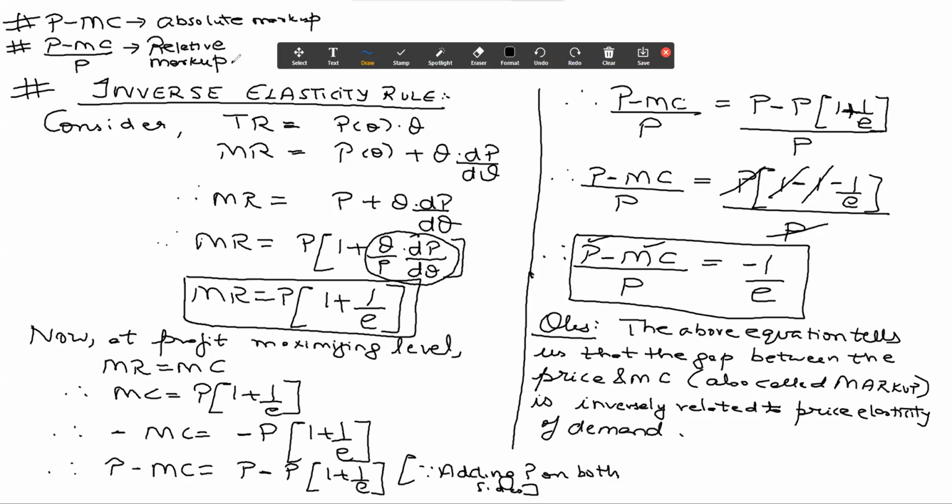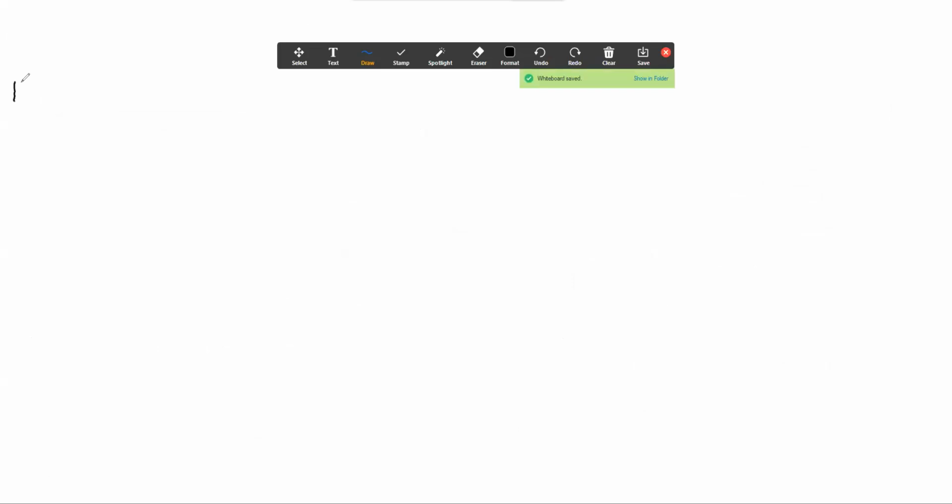So the above equation is telling us that the gap between the price and the marginal cost, also called the markup, is inversely related to the elasticity of demand. So now let's do some more observations on this. So till now, if I sum up, we have the following equations.